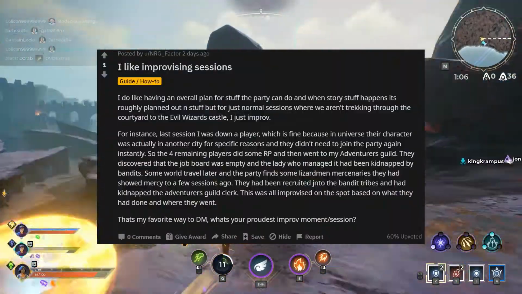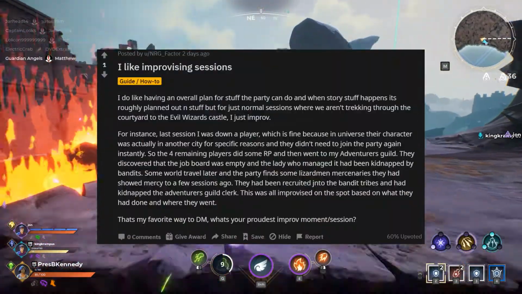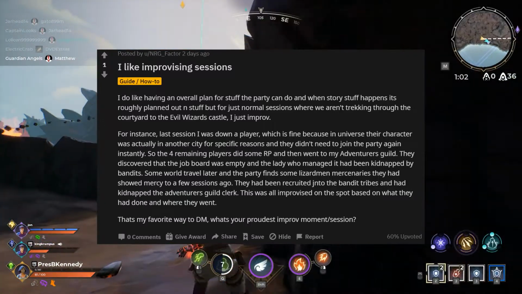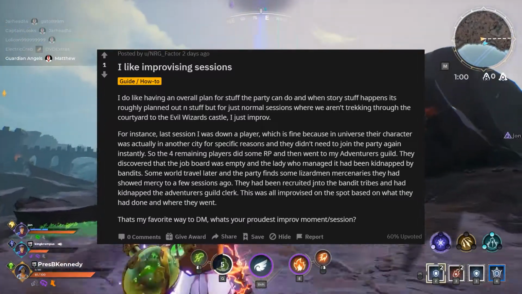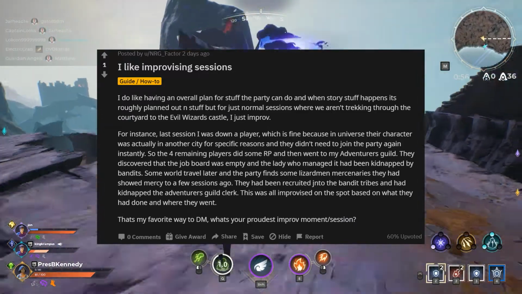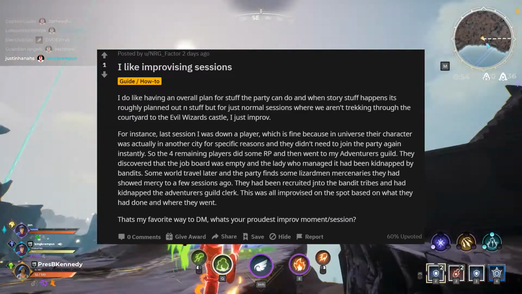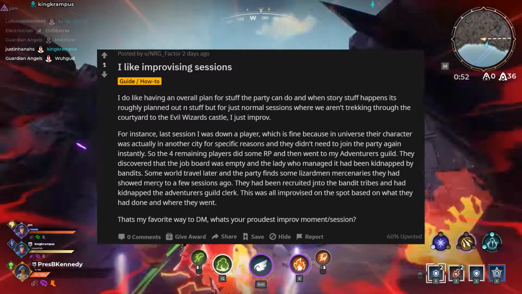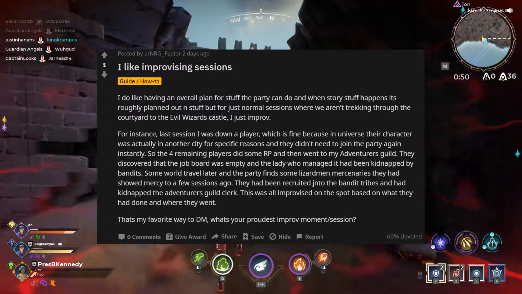Our next piece of advice is about improvising sessions. I like improvising sessions. I do like having an overall plan for stuff the party can do, and when story stuff happens, it's roughly planned out, but for normal sessions where we aren't trekking through the courtyard to the evil wizard's castle, I just improv.